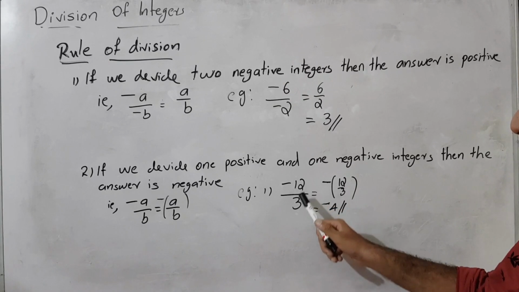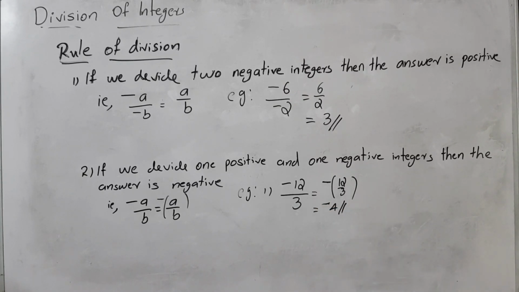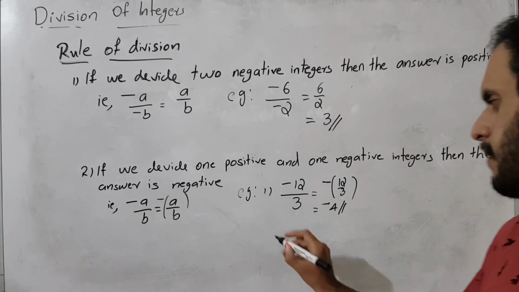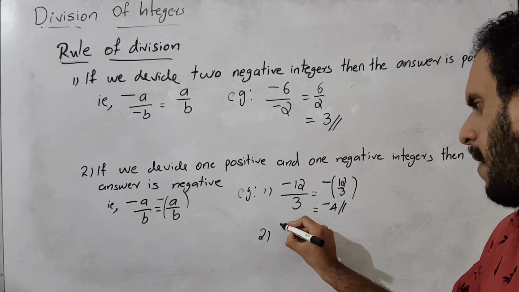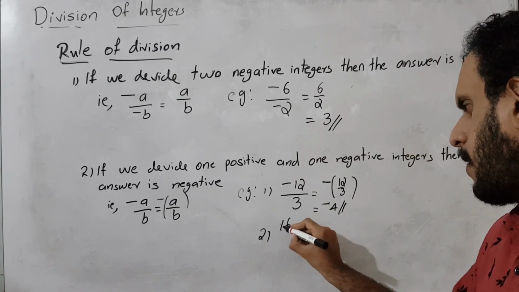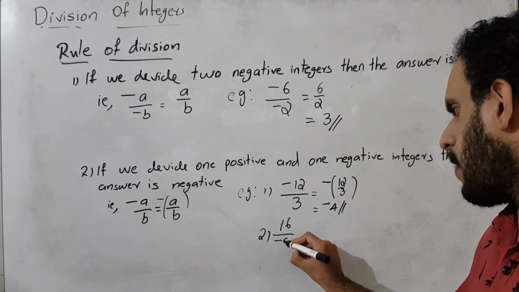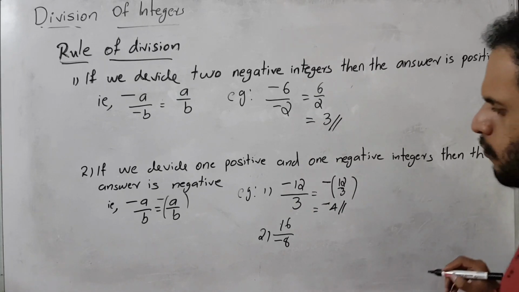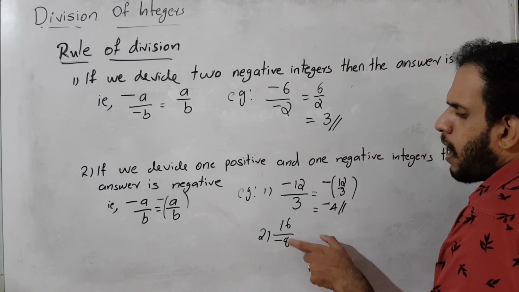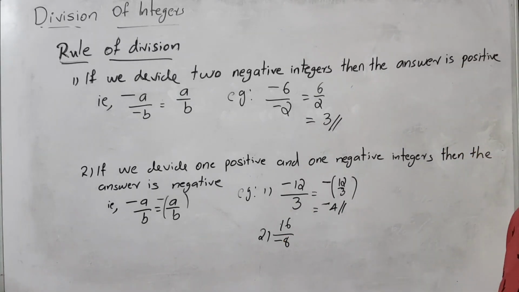12 divided by 3. What is 12 divided by 3? It is 4. Okay. The second example. Minus 16 divided by minus 8. Here also we are dividing one negative and one positive.